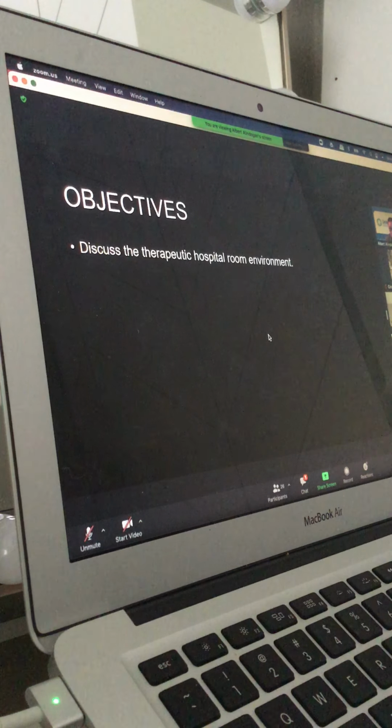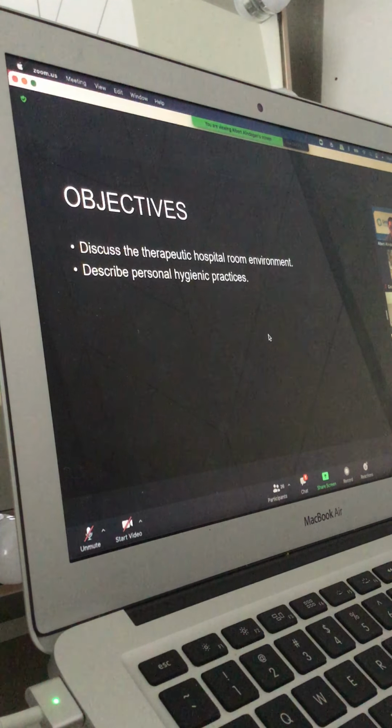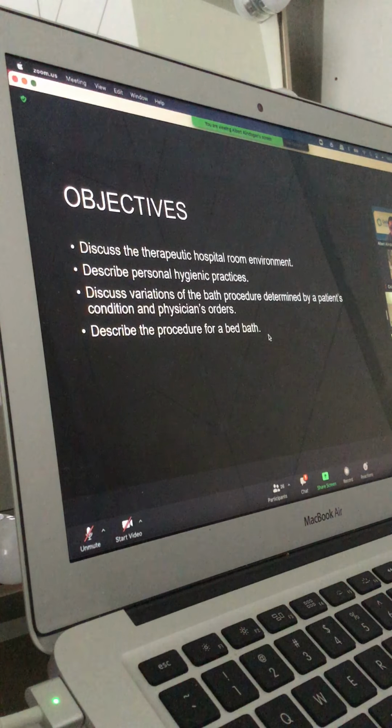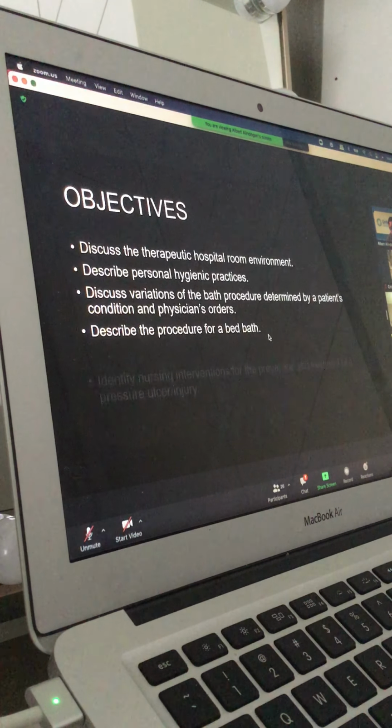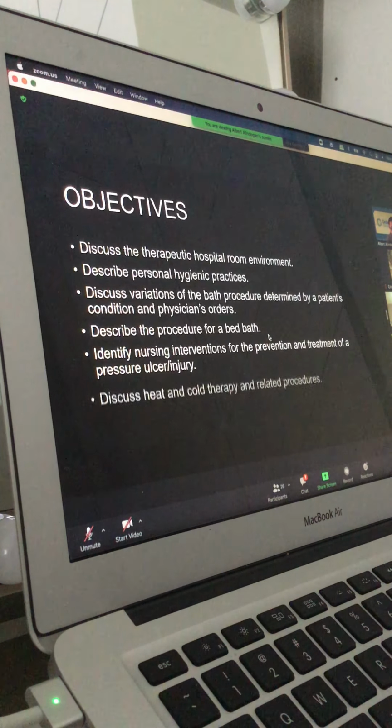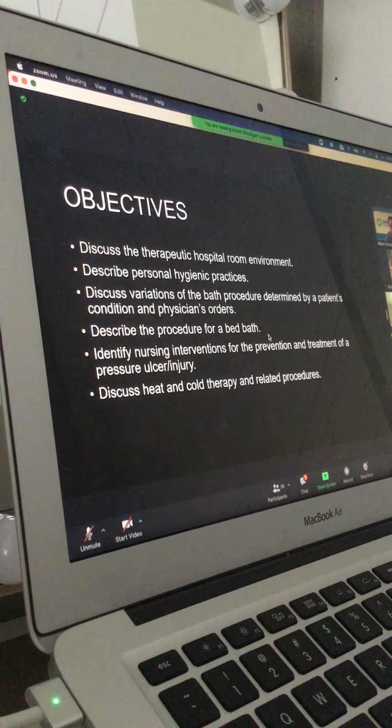Discuss the therapeutic hospital room environment. Describe personal hygienic practices. Discuss variations of the bath procedure determined by a patient's condition and physician's orders. Describe the procedure for a bed bath. Identify nursing interventions for the prevention and treatment of a pressure ulcer/injury. Discuss heat and cold therapy and related procedures.